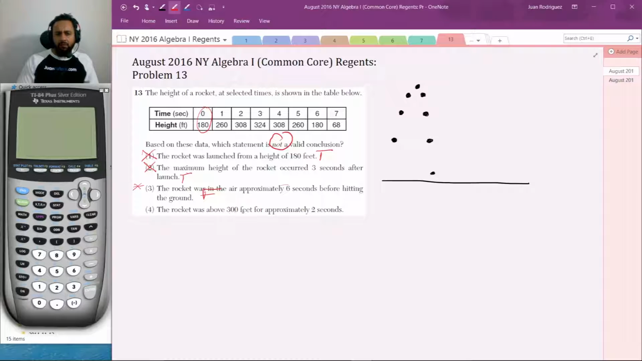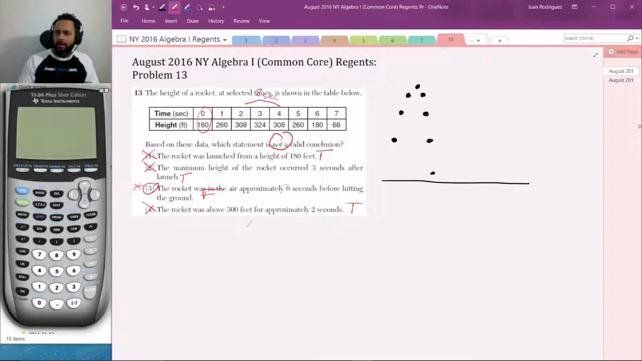And then the rocket was above 300 feet for approximately 2 seconds. Well, at time 2 it was at 308. At time 3, it was at 324. At time 4, it was at 308. So between time 2 and 4 seconds, this is a 2-second interval, it was above 300 feet. And in fact, for a tiny amount of time before 2 seconds and a tiny amount after 4 seconds, it was still above 300 feet. So they said approximately 2 seconds. This is true, therefore not the answer. So it is, in fact, choice 3.